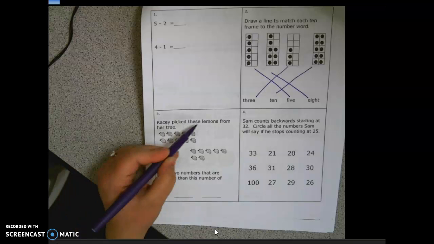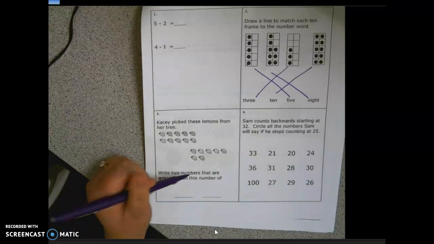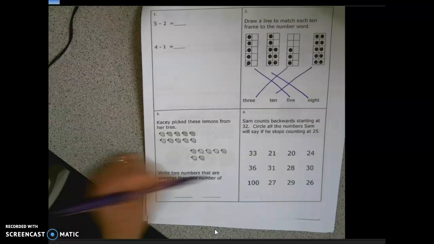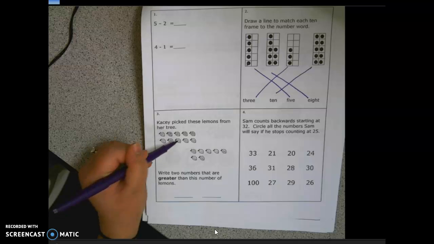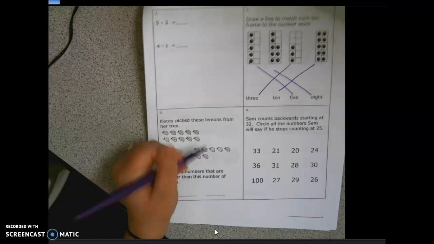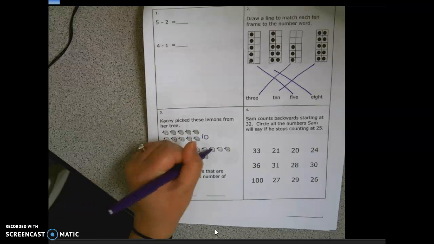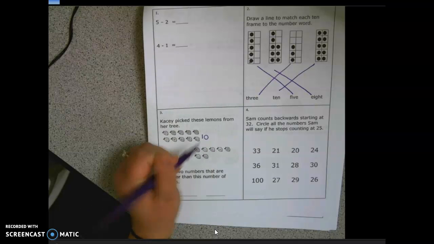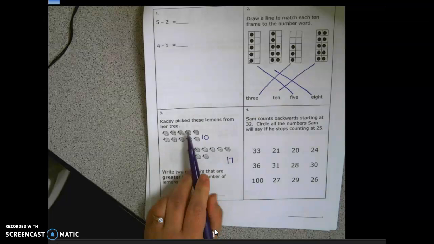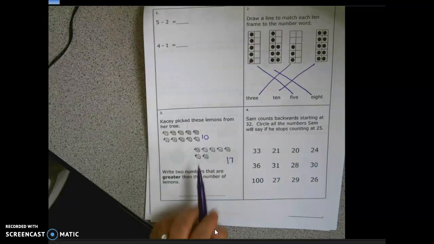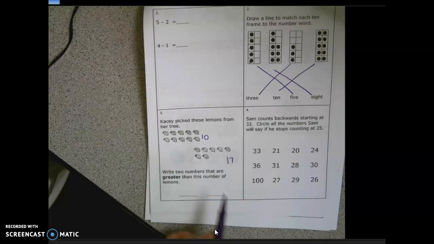Casey picked these lemons from her tree. Write 2 numbers that are greater than this number of lemons. So I'm going to count the lemons. 1, 2, 3, 4, 5, 6, 7, 8, 9, 10. 11, 12, 13, 14, 15, 16, 17. So I have 17 lemons, and I put that 10 there so I can remember this is a group of 10, and this is 7 more, which is 17.